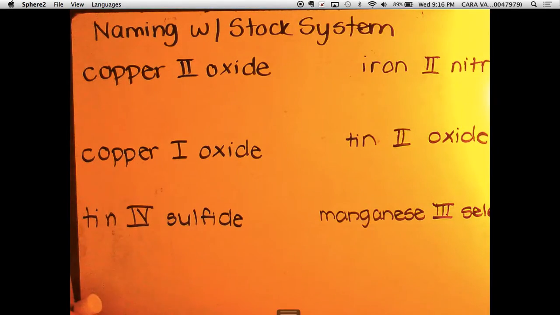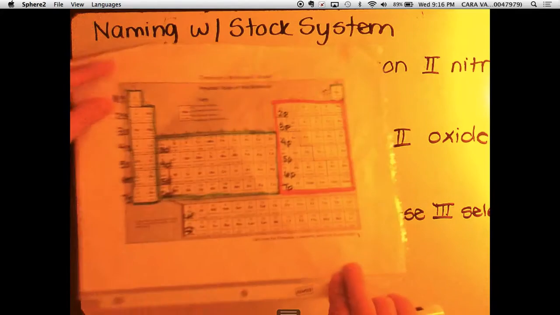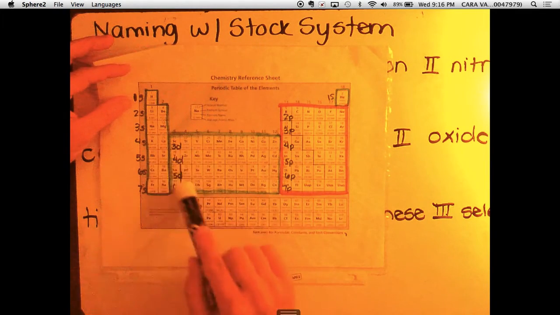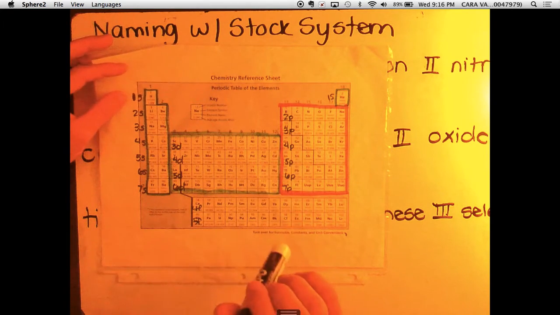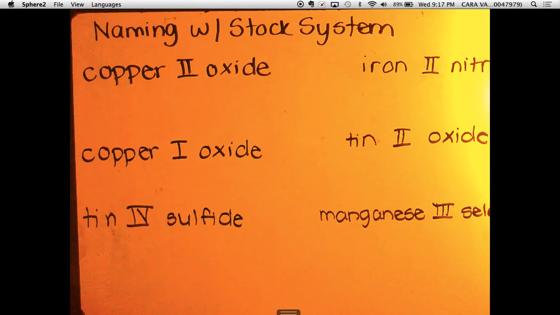What I have given you in class is just that periodic table again that shows you, but the main thing you need to be thinking about is when you look at something that's ionic and it has a metal from somewhere in here, then you're probably going to be using the stock system. And if you've looked at some of those examples, you realize the stock system is where you can have an element that has multiple charges.